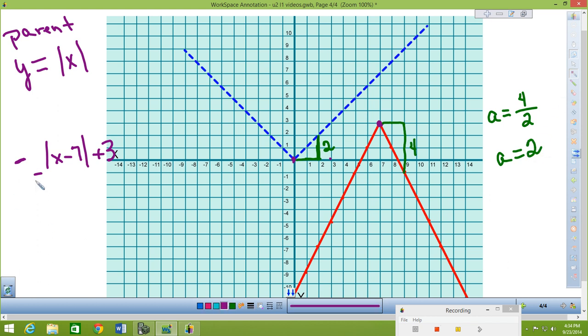So this number right here in my transformed function is a 2. So the function of this graph is y equals negative 2 times the absolute value of x minus 7, close absolute value, plus 3. Okay, let's double check it.